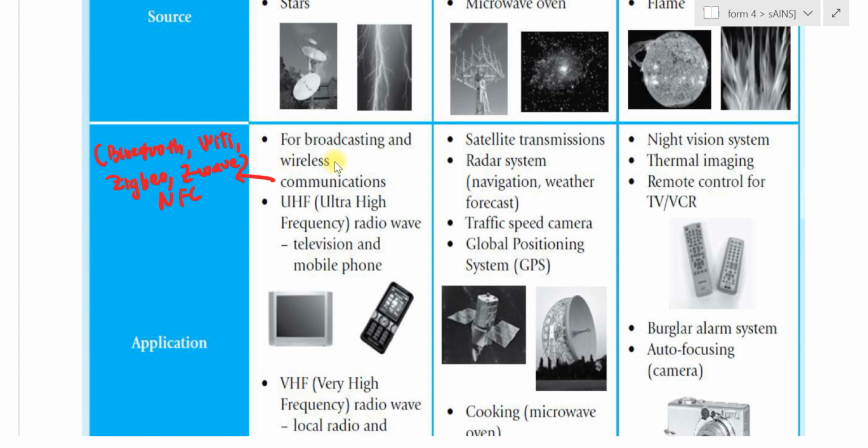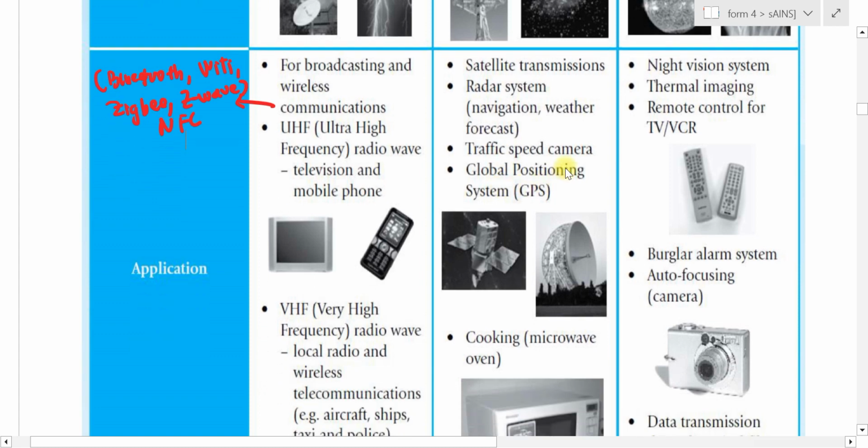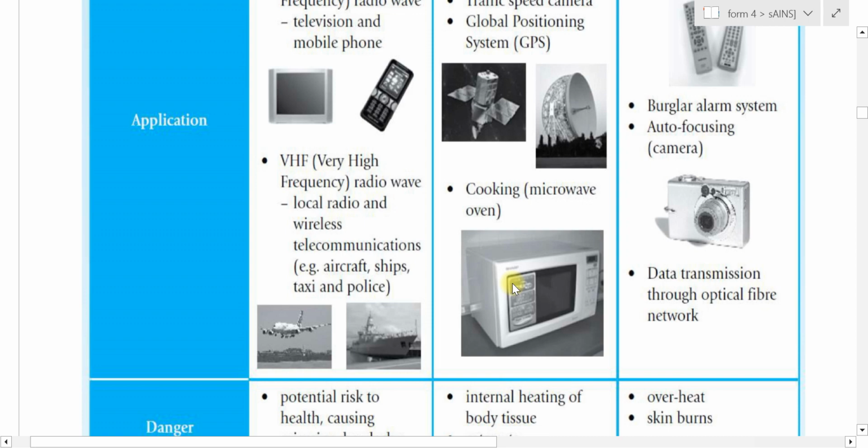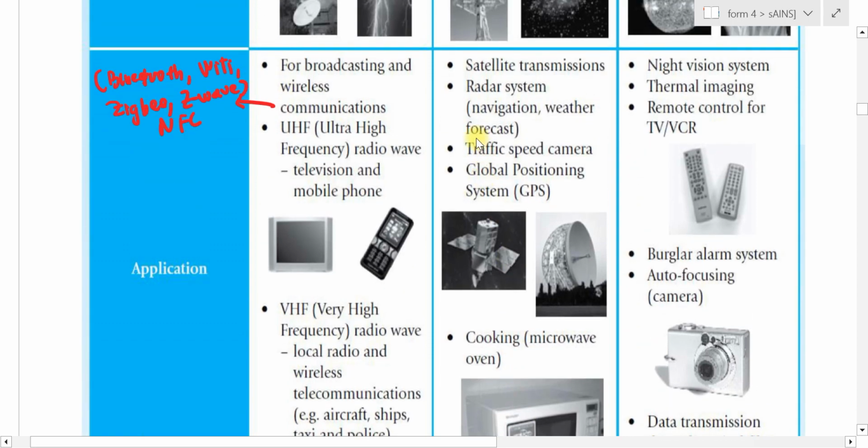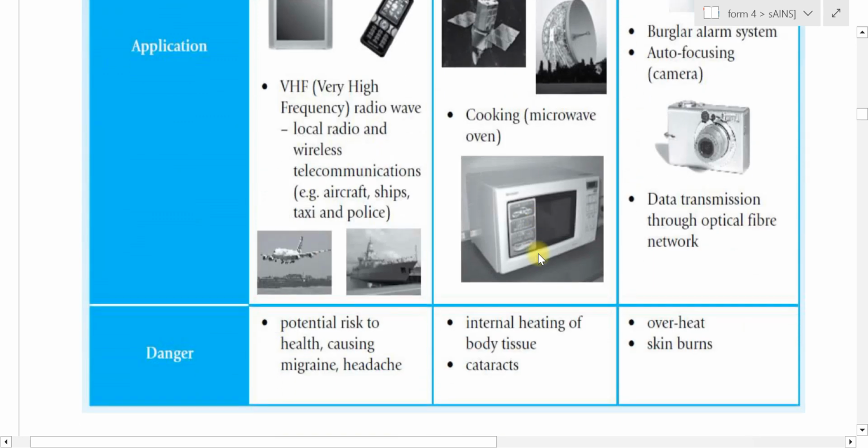Okay, kita juga boleh gunakan untuk radar system, like navigation, weather forecast, traffic speed camera, global positioning system, GPS, kita guna microwave. Cooking, kita guna microwave. Okay. Nak tentukan di mana kapal terbang telah terjunam, telah terhempas. Yang tu kita guna radar system. And then we still use it for the Bluetooth, Wi-Fi, Zigbee, Z-Wave, NFC. Okay, the wireless communication as well. You can write there for wireless communication as well.